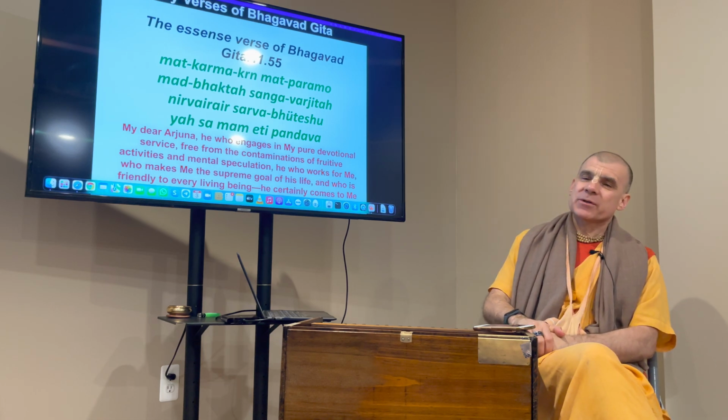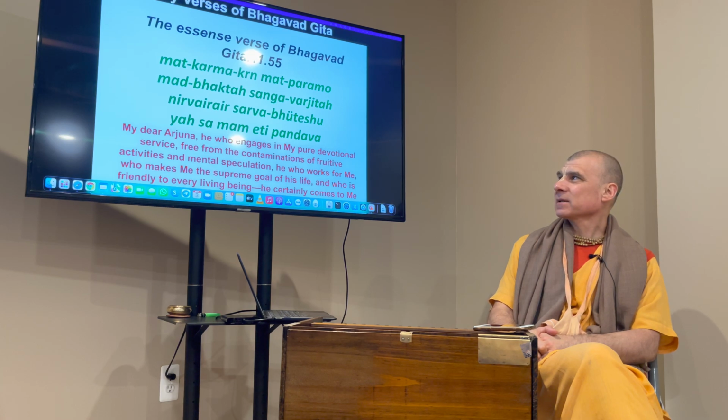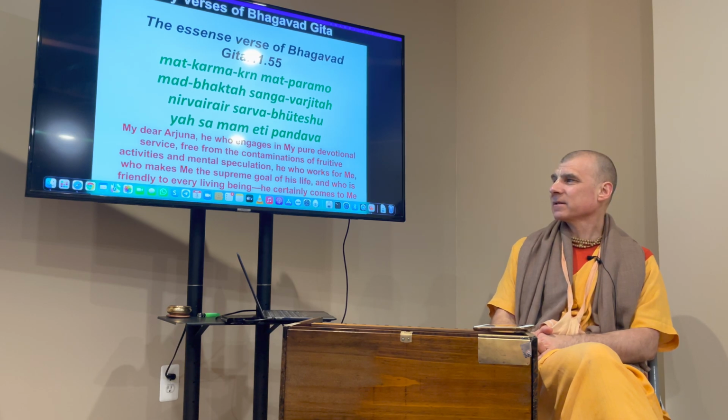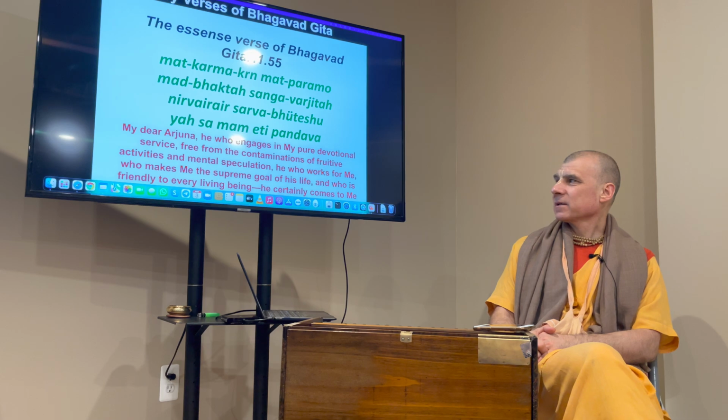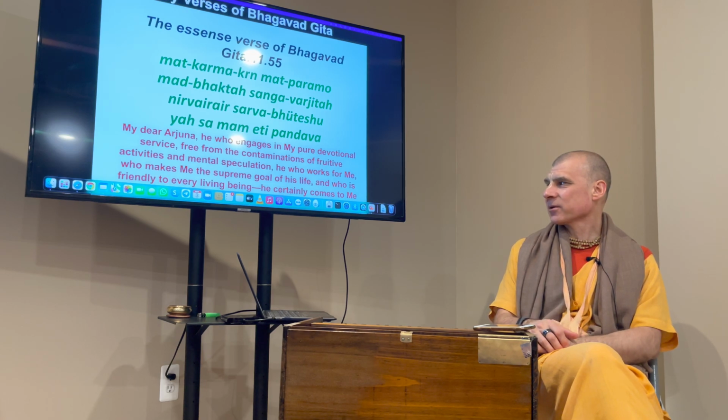And we were mentioning the final verse of chapter 11, which Srila Prabhupada defines as the essence of Bhagavad-Gita. Let's chant it together. Mat karma krin mat paramo mat bhakta sangha varjita nirvaira sarvabhuteshu yah sa mam eti pandava. My dear Arjuna, he who engages in my pure devotional service, free from the contaminations of fruitive activities and mental speculation, he who works for me, who makes me the supreme goal of his life, and who is friendly to every living being, he certainly comes to me.